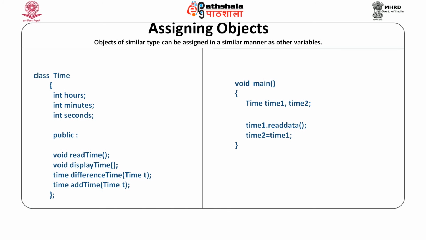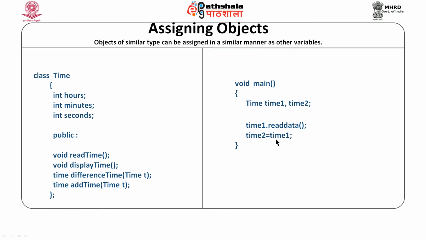Now, in our time class, we have defined hour, minutes and second as data members and these are the member functions. In the main function, we have declared two objects of time class, namely time 1 and time 2. Now, in time 1, we are reading the data by means of invocation of the function read data. So, this read data function will read some values in time 1. Now, let us say these same values if we wish to assign to time 2, it is possible for us to do so with the help of an assignment operator. Here what are we doing? The time 1 is being assigned to time 2.